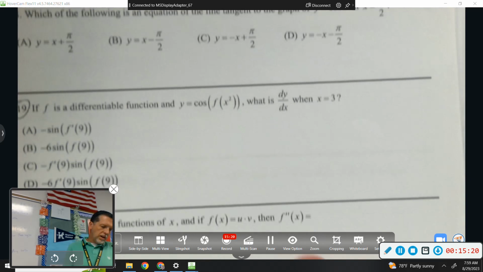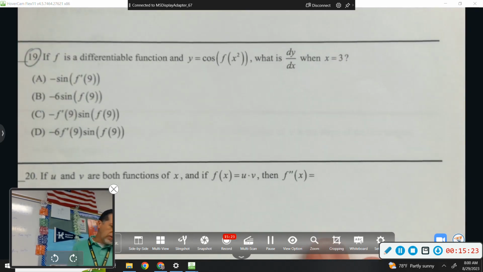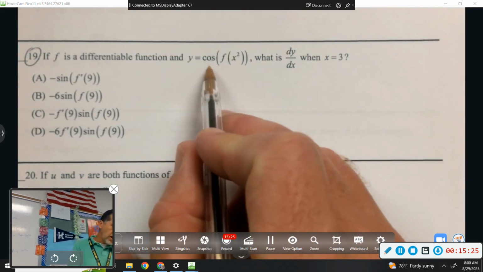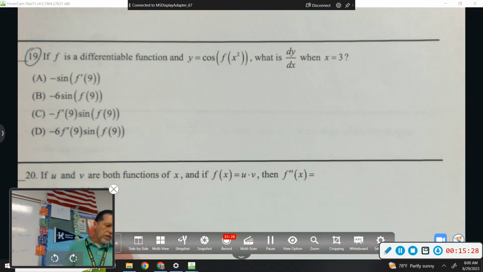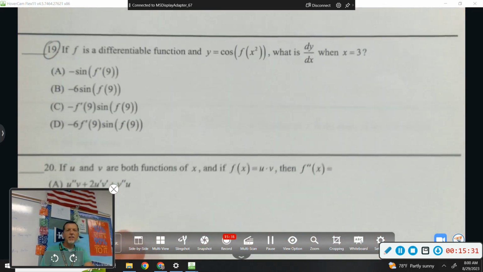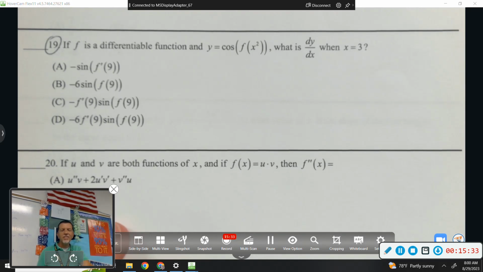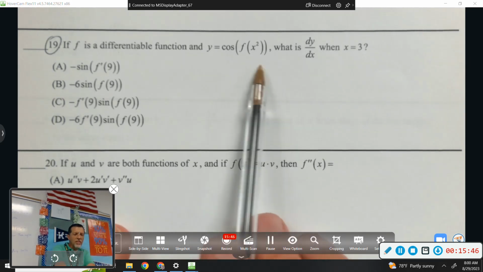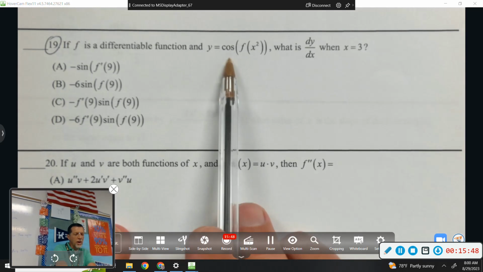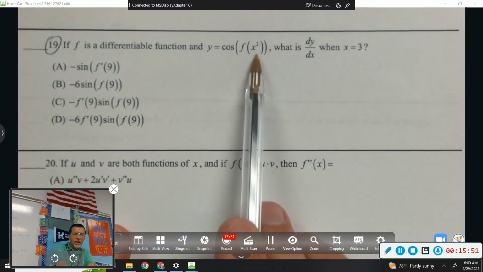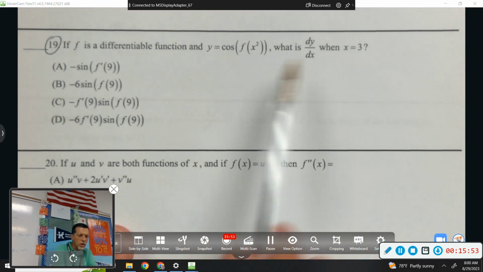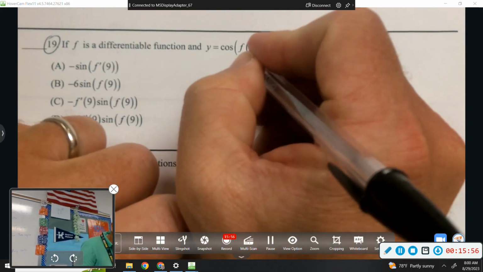Number 19. If f is a differentiable function and y equals cosine of f of x squared, what is dy dx when x equals 3? Okay, this is kind of wild looking because I don't know what f is. Can you tell what rule we're going to be using here? Definitely the chain rule. In fact, with all the parentheses, I think it looks like a Tootsie Roll Pop. We've got a wrapper, then an x layer, and then the candy on the inside. So let's work our way down here, and we'll deal with the f when we get there.